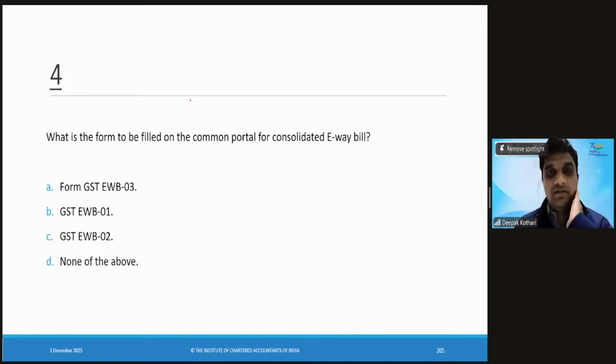Consolidated e-waybill. Right, not A. Somebody has given answer A. No, the answer is C. EWB 2 is the form for consolidated e-waybill.